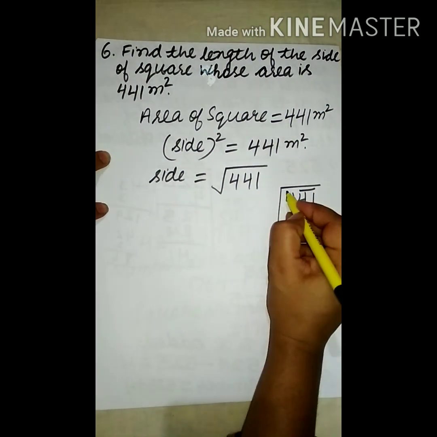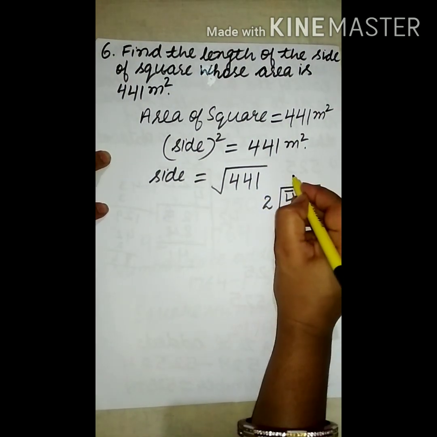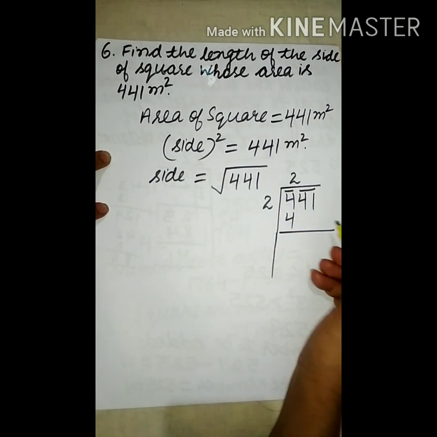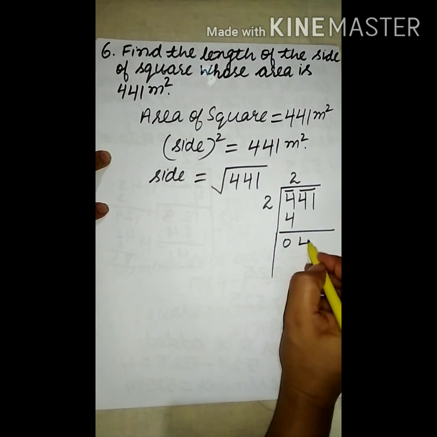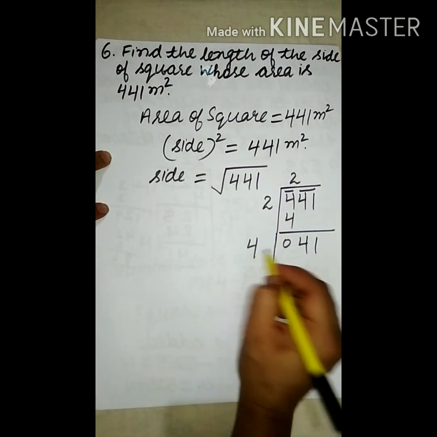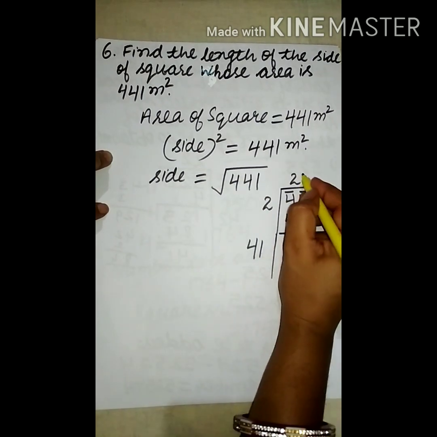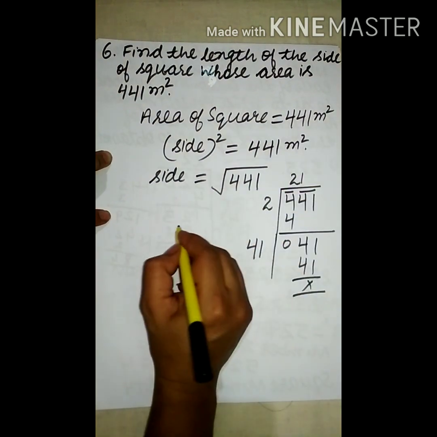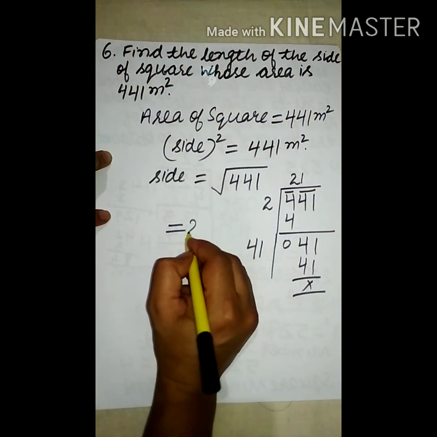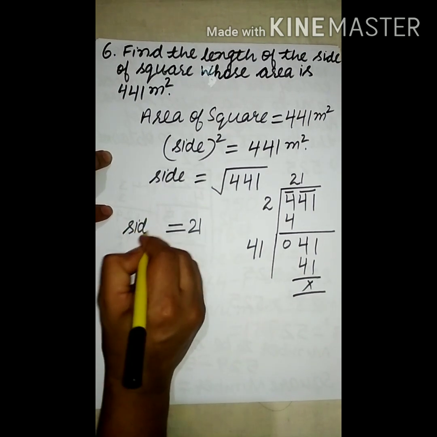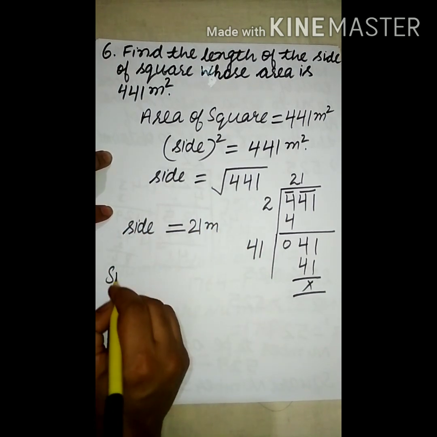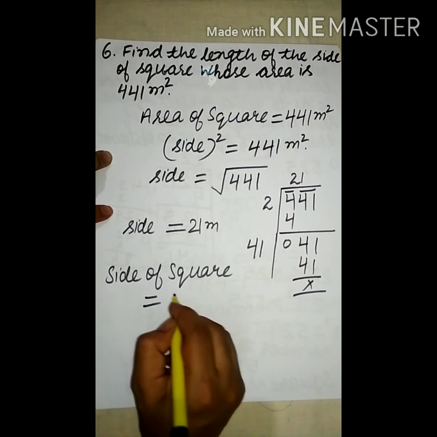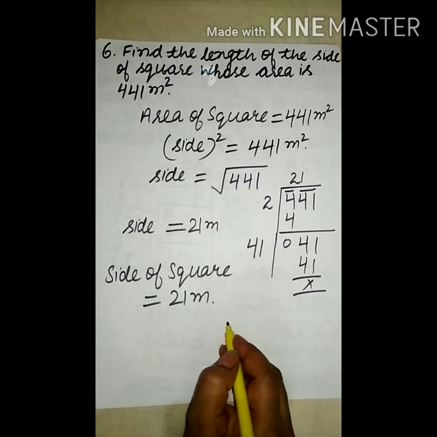441, make the pairs. This is 2 2's are 4, as 4 is a perfect square number. 4 minus 4 is 0. So I'll carry 41 here. 2 plus 2 is 4. So it is 1. 41 and the remainder is 0. So the answer is, that is the square root of 441 is 21. It means the side of the square is 21 meter. Side of the square is equal to 21 meter, which is the answer.